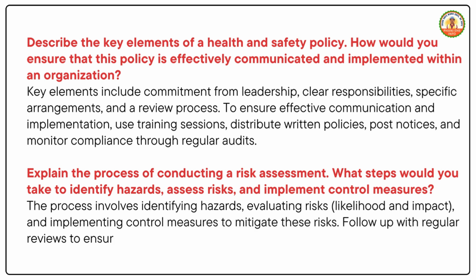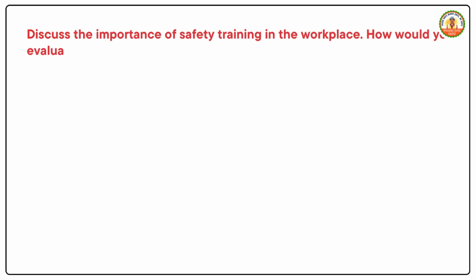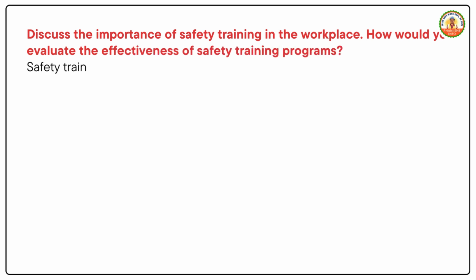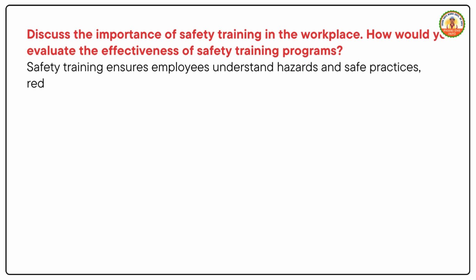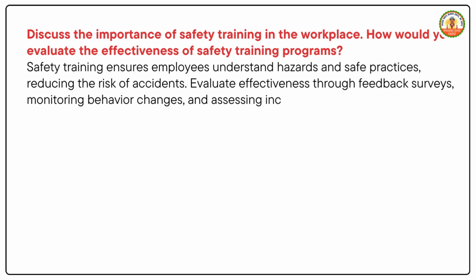Follow up with regular reviews to ensure effectiveness and adjust controls as necessary. Discuss the importance of safety training in the workplace. How would you evaluate the effectiveness of safety training programs? Safety training ensures employees understand hazards and safe practices, reducing the risk of accidents. Evaluate effectiveness through feedback surveys, monitoring behavior changes, and assessing incident rates before and after training.